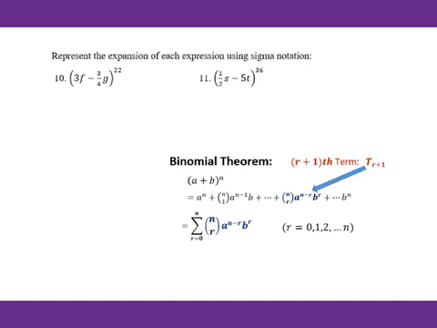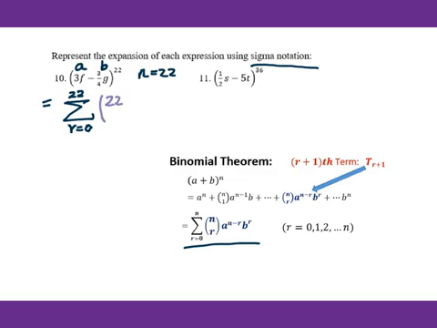For number 10 and 11, represent the expansion of each expression using sigma notation, which means this one. Remember the r always starts from 0. So we got n equals 22. And this is a, here's b. We can write down the sigma notation. The r starts from 0 to 22. Then we have 22 choose r.